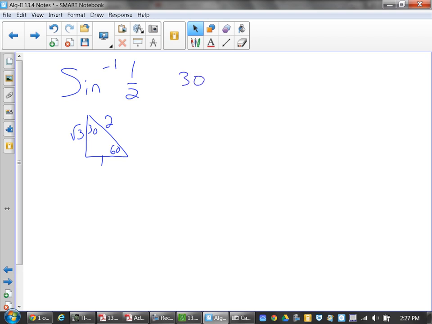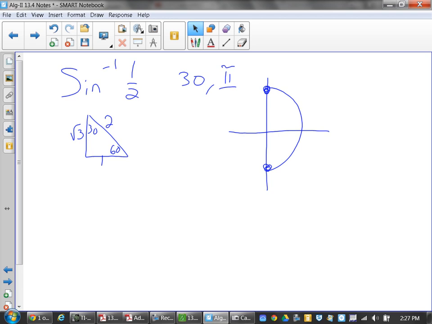Now remember, sine values are between the first and fourth quadrants. Am I looking for the angle that has a negative 1/2 or a positive 1/2? Positive. So my answer is going to be positive 30 degrees, in radians.